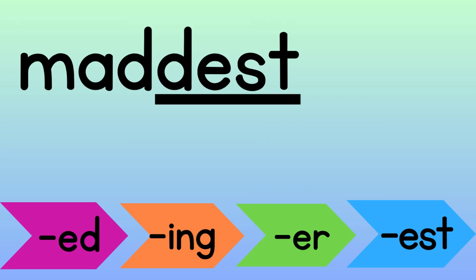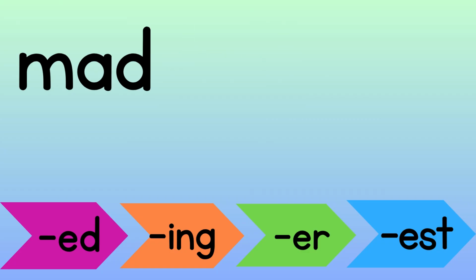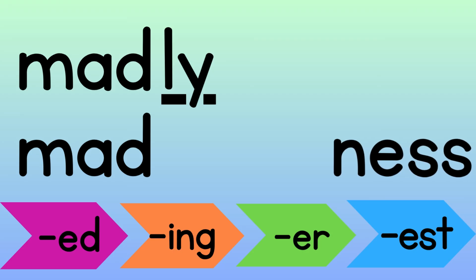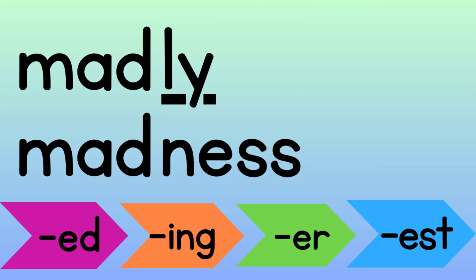Suffixes that start with a consonant are called consonant suffixes. If we put ly on mad, which is a consonant suffix, then we do not double it. So it would just be madly with a D, not doubled. Should we double it if we put ness on mad? Nope, it's not a vowel suffix. So madness looks like this with just 1 D.